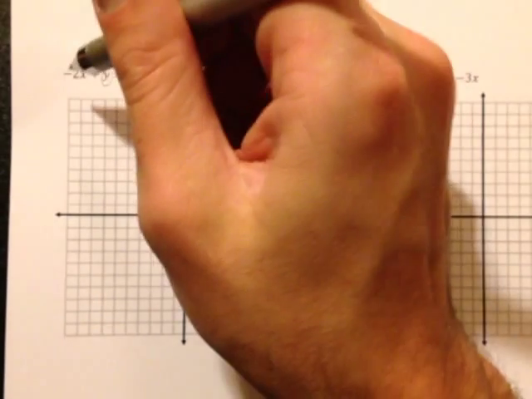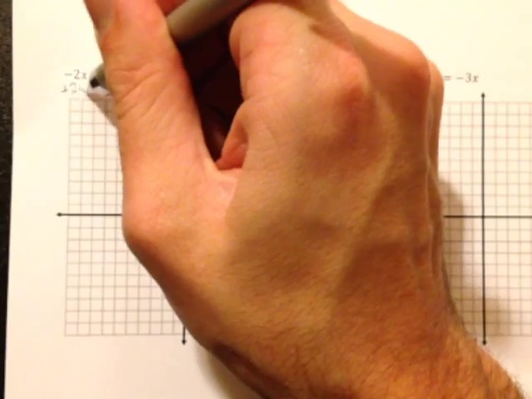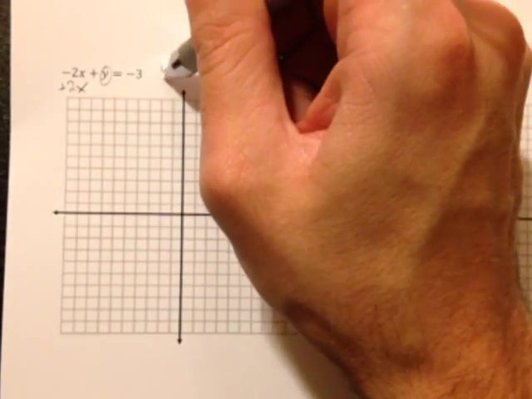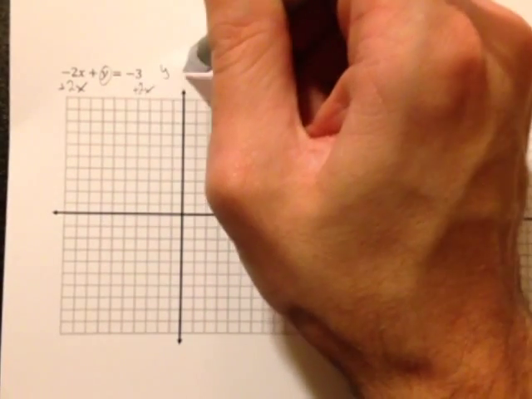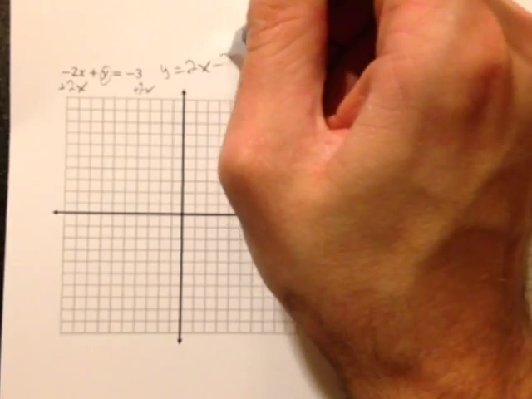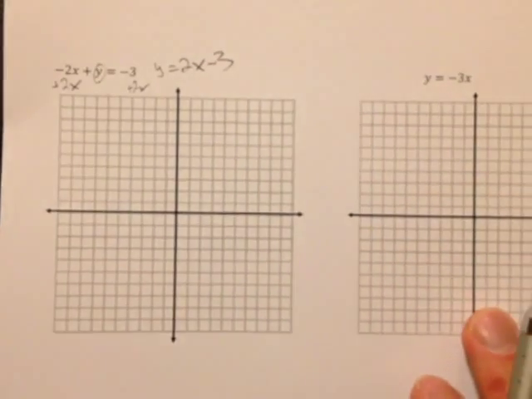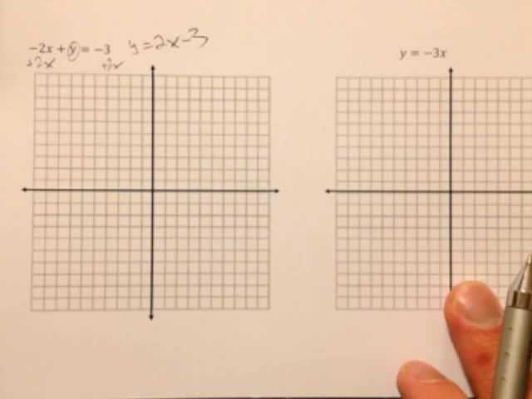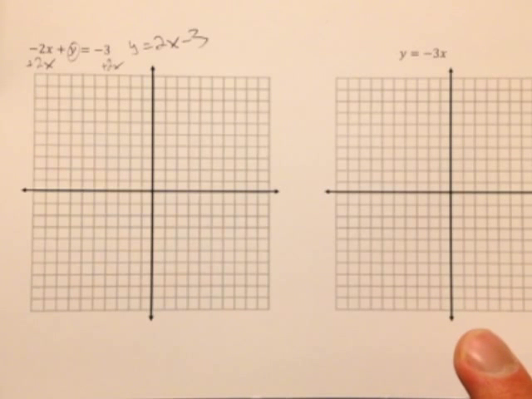Hopefully what you figured out is that you just need to add 2x to both sides, and now you get y equals 2x minus 3. What I want you to do is try graphing both these next two lines. I realize they're a little bit tricky, but see if you can figure it out. Pause and then come back.